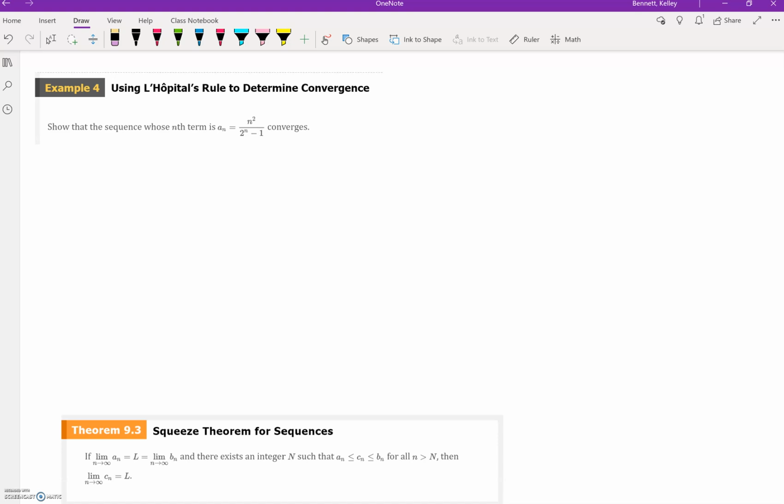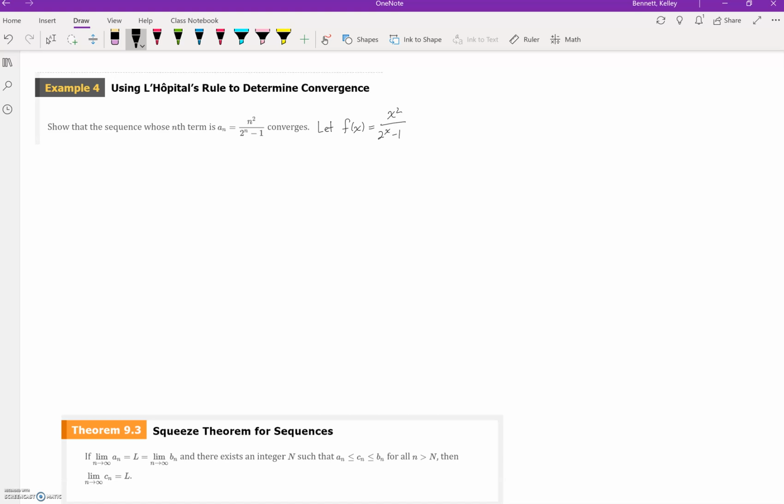So the next example we're doing is a bit along the same lines. We're just going to evaluate a limit, but this time we need to employ L'Hopital's rule. So again, the strategy is to call it by a dummy function. So we're going to let f of x equal x squared over 2 to the x minus 1.